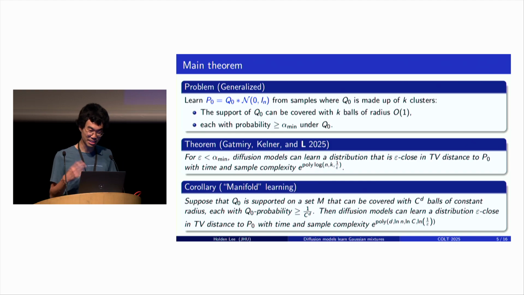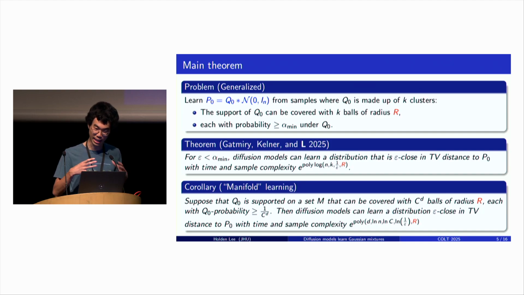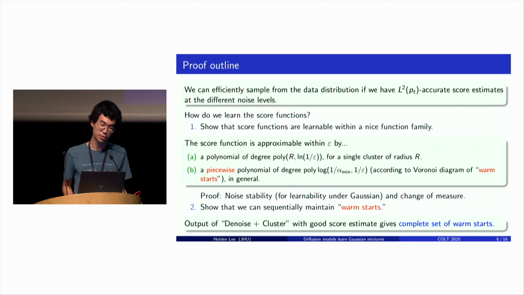As a corollary of this, we can have a kind of manifold learning, in a very weak sense of the word manifold. If your base measure Q0 is supported on a set M that can be covered with C to the D balls of constant radius, each with its probability lower bounded, then you can learn this distribution in time that's exponential in a polynomial in D. And all these results generalize if you allow the balls to be some radius r, with a poly r factor in the exponent. Okay, so I'll outline the proof of this theorem.